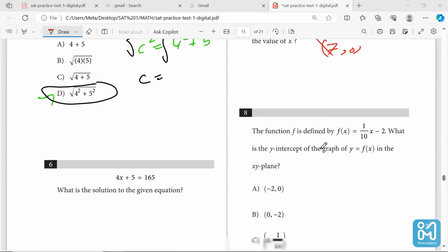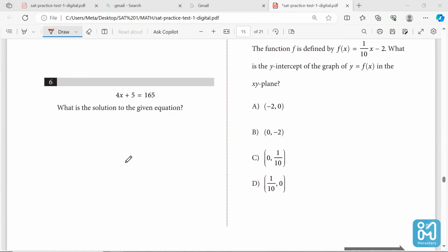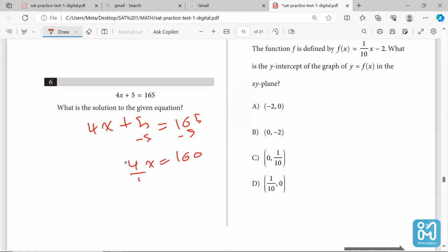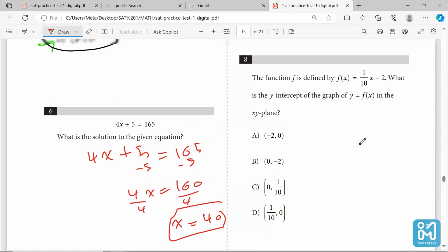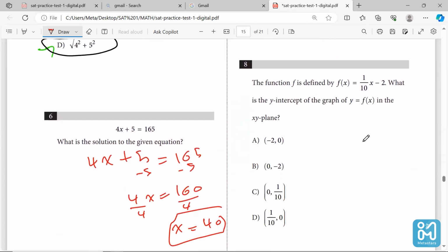Let's see another question. Question 6, what is the solution of the given equation? Here, it's also talking about the linear function. It's going to be 165 minus 5, minus 5. So I have 4x equals 160, divided by 4, divided by 4. x equals what? 40. Before we start, let's talk about question 7 or question 8. The function f is defined by this one.